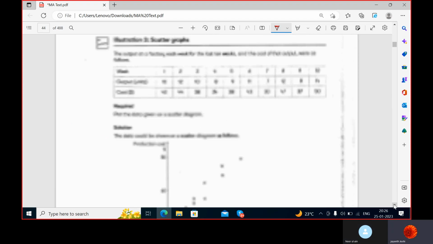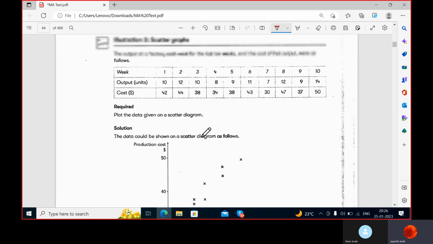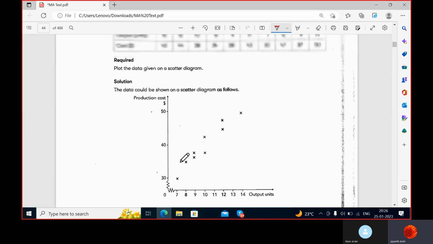Yes. So this is a scatter graph. A scatter graph is nothing but you are just putting some points here. They have given something: weekly output and cost. So what we can do is, in dollars, we can put the cost here, we can put the output here, and we can plot this.